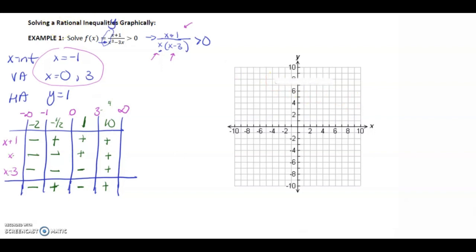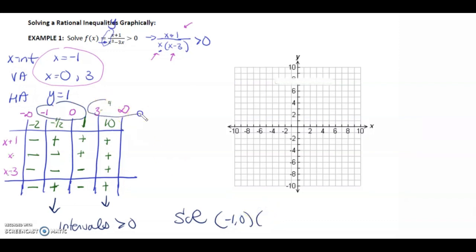Sorry, this was out of whack. Okay, so our question, going back to the beginning, is when is this function greater than 0? So it's greater than 0 here and here. So we're looking at the intervals that are greater than 0. I'm going to say that the solution would be negative 1 to 0 and 3 to infinity. And we would use open brackets because this is not underlined.